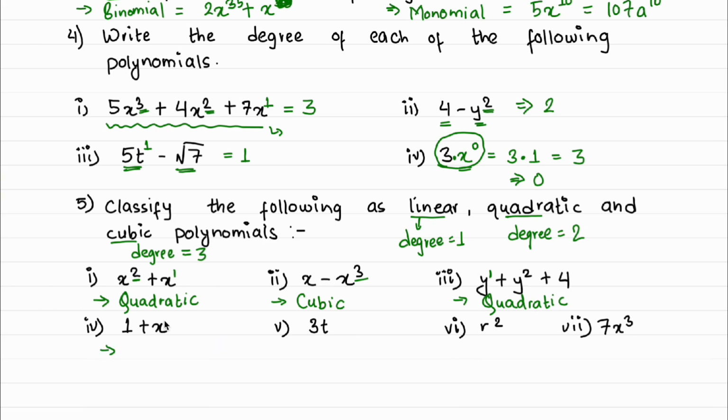And for our fourth question, the highest power is 1 here, because there is only one variable and the power is also 1, and so it's a linear polynomial. It's a linear polynomial because the highest power or degree of this polynomial is 1. This fifth one is also a linear polynomial because the degree is again 1. Our sixth one, the degree is 2, so it's a quadratic polynomial. Our seventh one, the degree is 3, so it's a cubic polynomial. And done, that's how you classify the polynomials as linear, quadratic, or cubic.